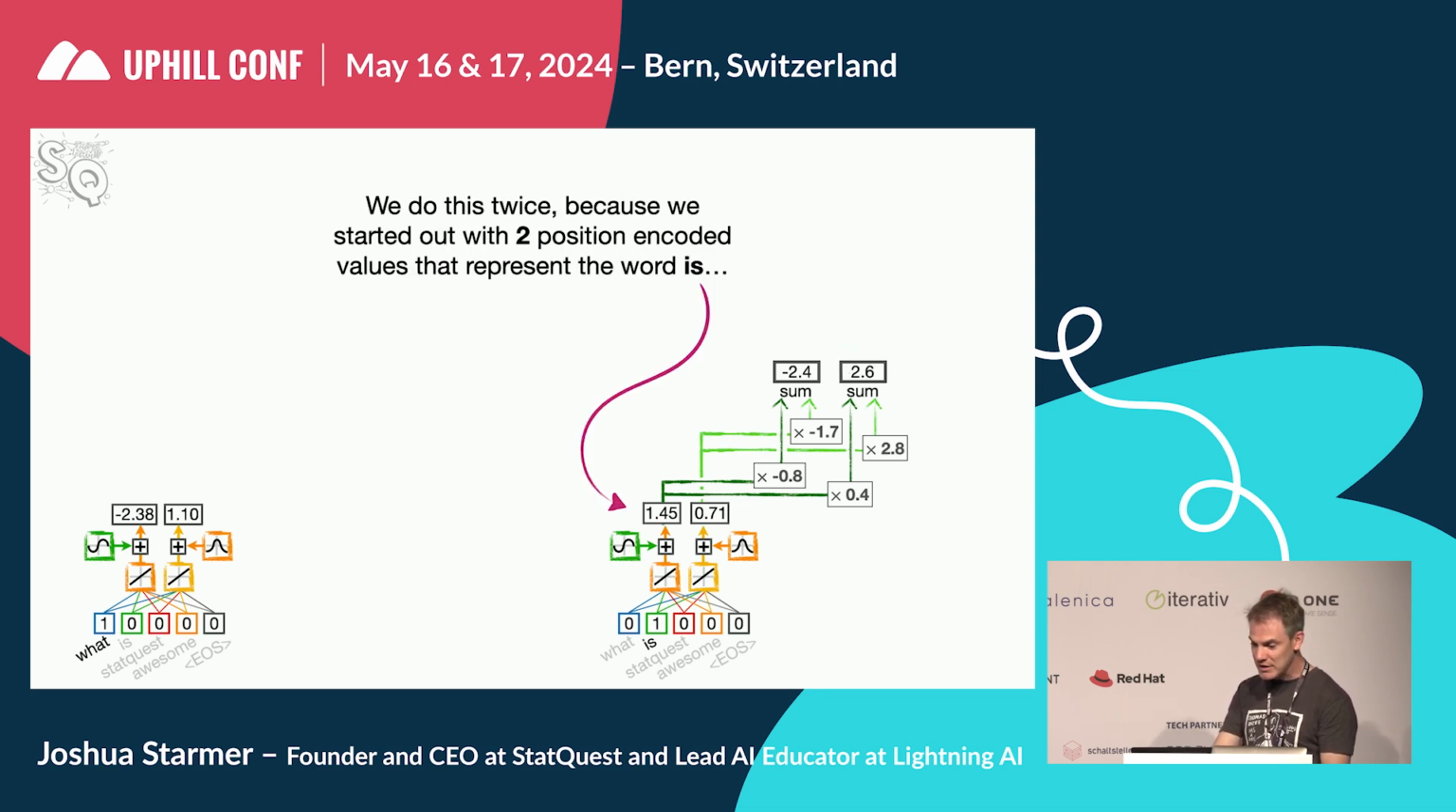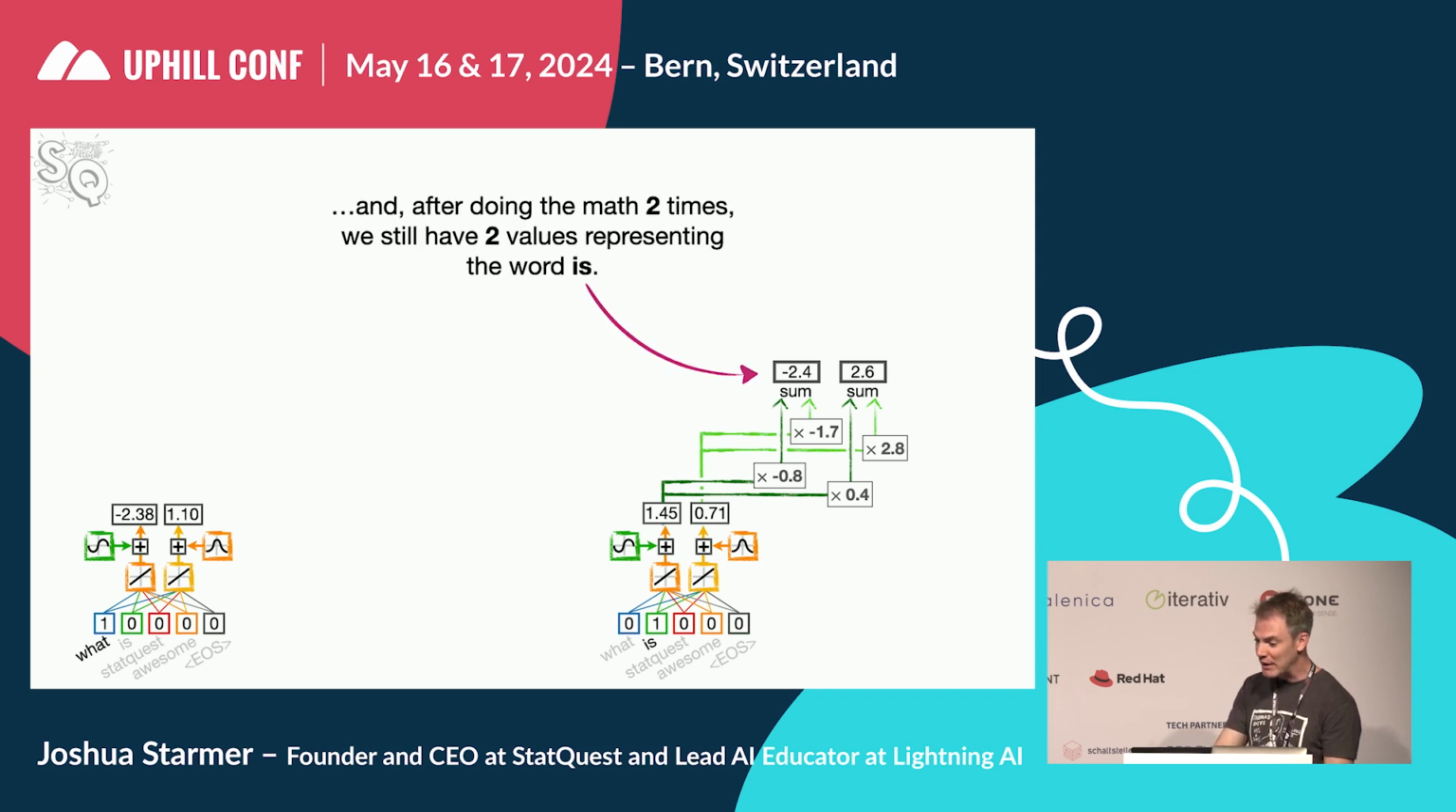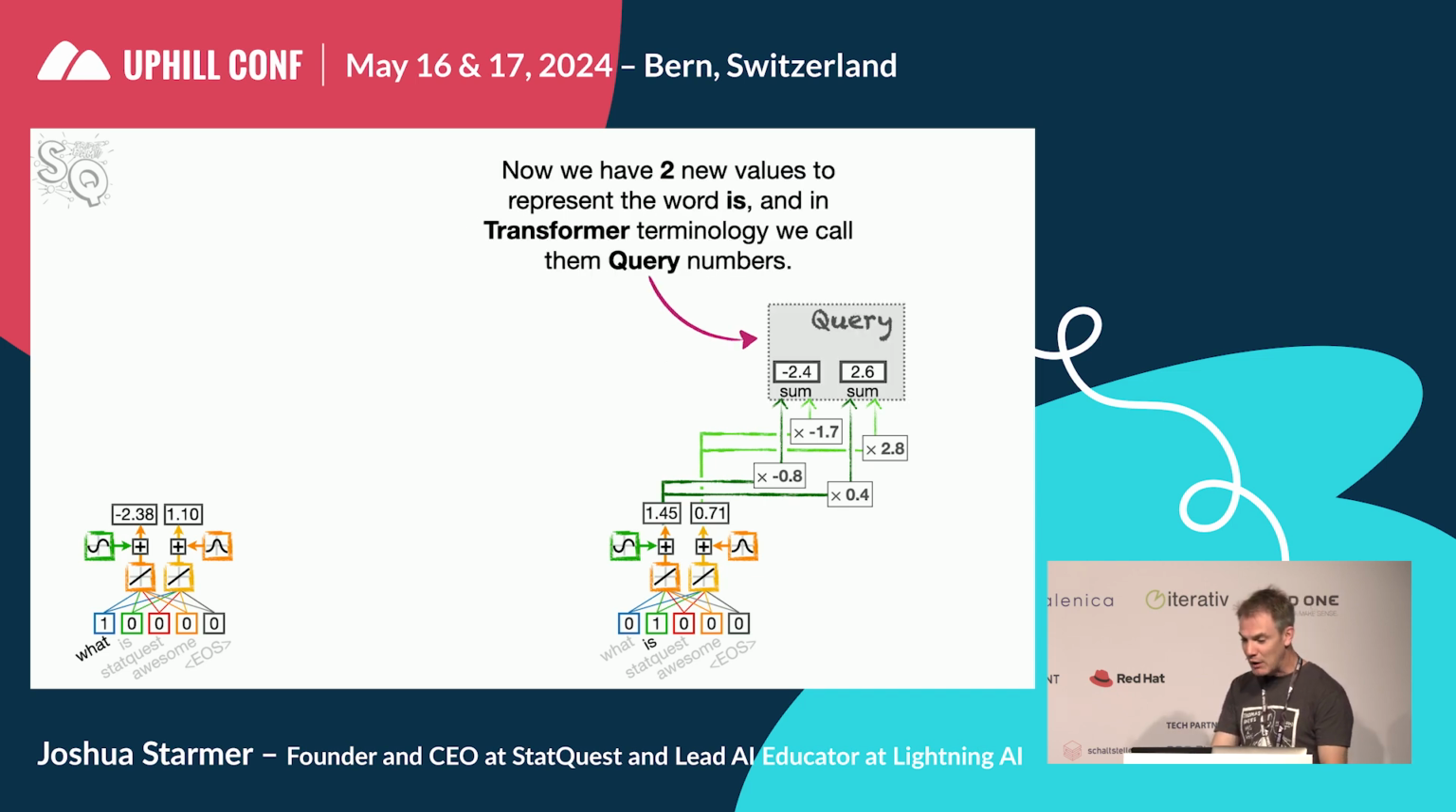We do this twice because we started out with two position encoded values that represent the word "is." And after doing the math 2 times, we still have 2 values representing the word "is." Now we have 2 values to represent the word "is," and in transformer terminology, we call them query numbers.